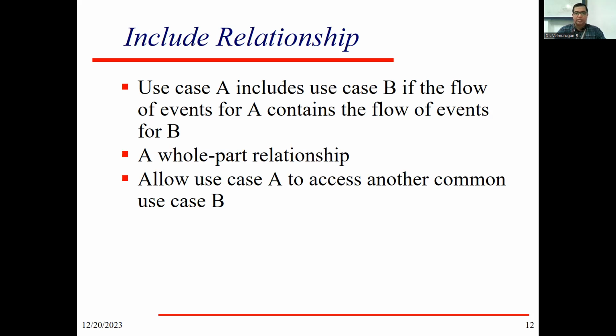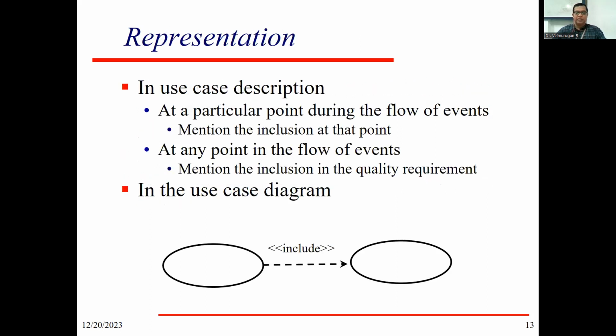This is considered as a whole or a part of the relationship. It allows use case A to access another common use case B. So A is the main use case concerned, and in order to do that particular task, B is also included in it. That is the meaning of include relationship. Here we have shown that in a diagram for understanding.